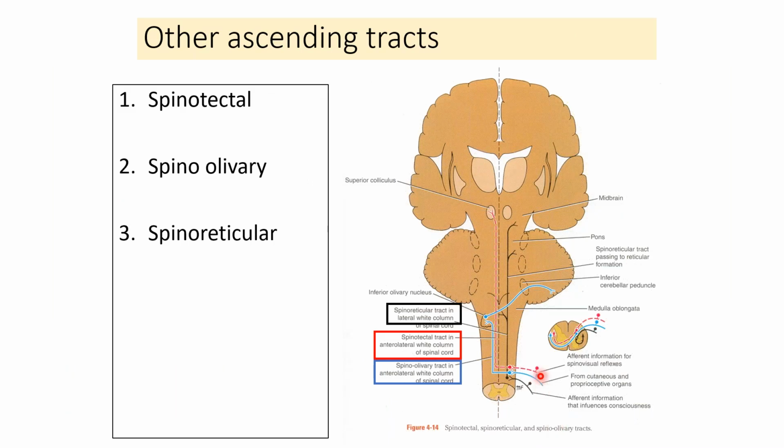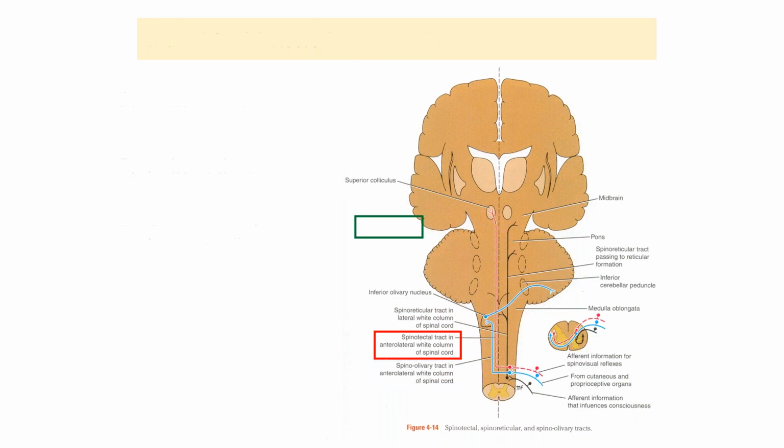The other tracts are the spinotectal, spino-olivary, and spinoreticular. The initial three tracts that I've discussed in detail were very important for you. You should know a little bit about these tracts as well. This black one is showing the spinoreticular, this red tract is showing the spinotectal, and the blue one is the spino-olivary. They will have their termination at different levels, so we'll see the termination of these tracts.